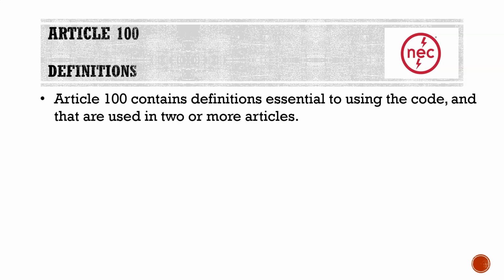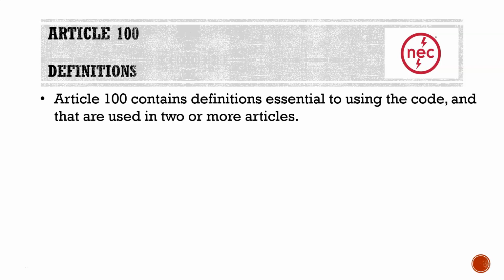But back to Article 100 here. Article 100 contains definitions essential to using the code and that are used in 2 or more articles. So once again, to stress, the NEC is not an instruction manual. It is not for people that have no experience in the electrical field. The code assumes that you have experience in the field and that you are somewhat competent in basic electrical knowledge. So they do not list basic electrical terms and definitions in Article 100. For instance, they don't provide a definition of what a volt is or what an amp is.